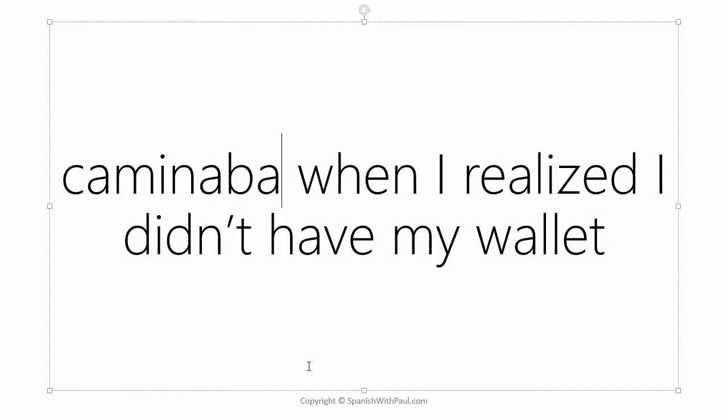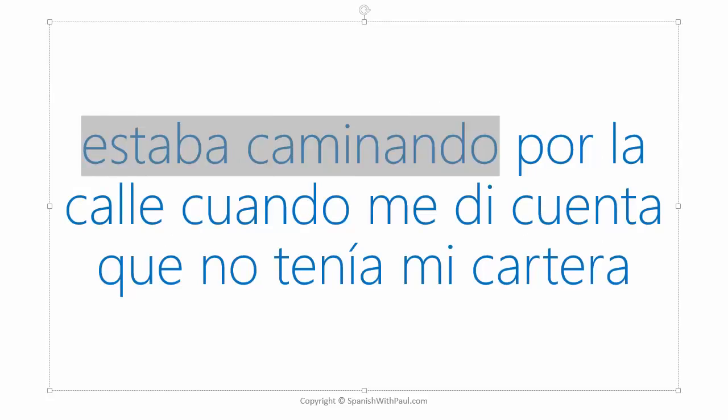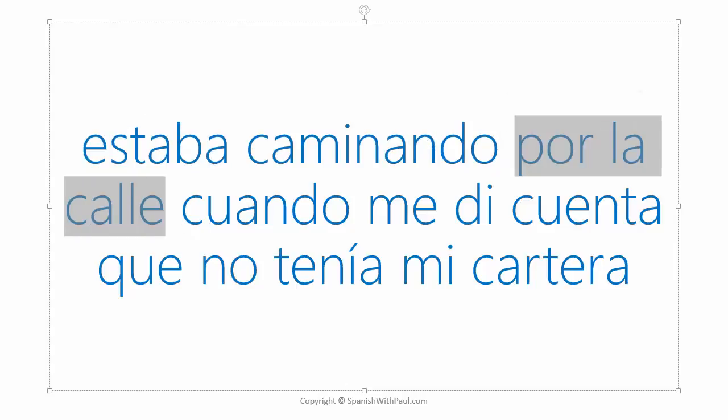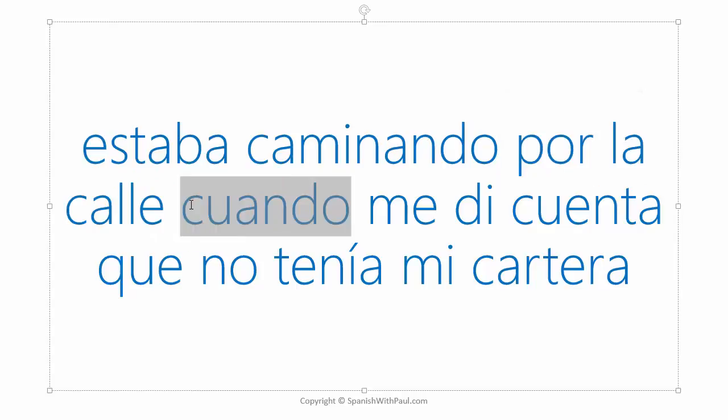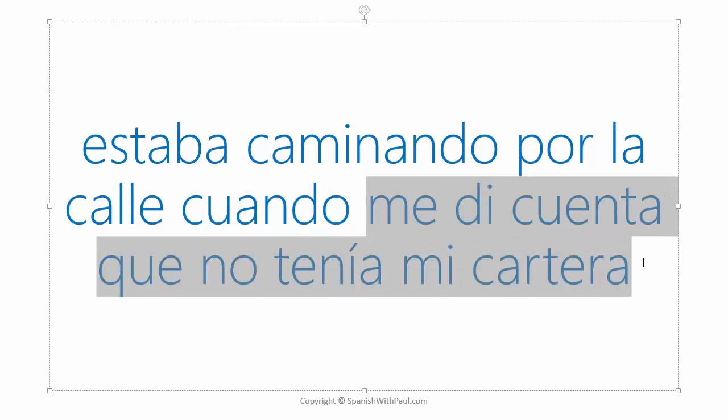Caminaba. You have caminar and caminaba for I was walking. But it sounds much more natural in Spanish to say estaba caminando. So here you have the was ing tense. So estaba caminando por la calle, down the street, along the street. And here we have our when, cuando. I realized, me di cuenta, that I didn't have my wallet, que no tenía mi cartera.